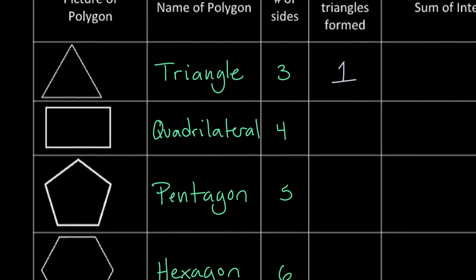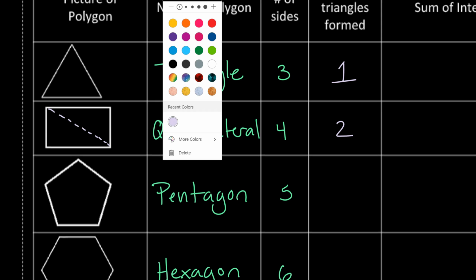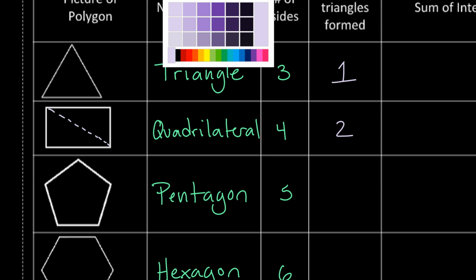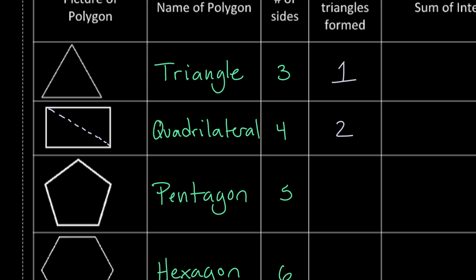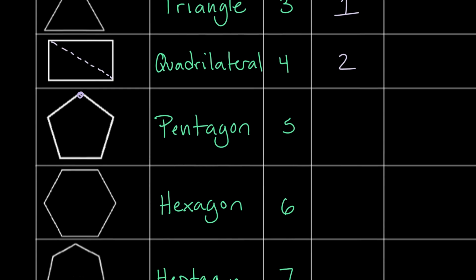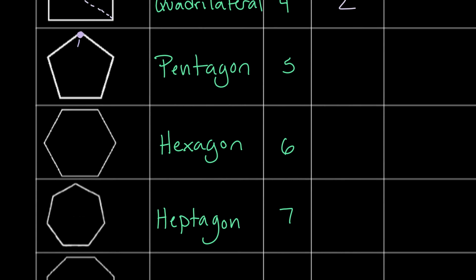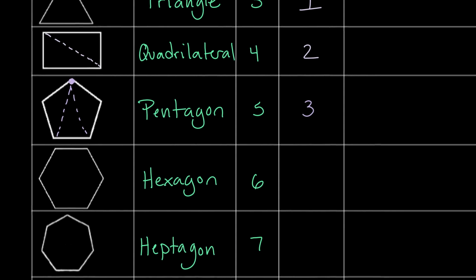Then, moving on, I'm going to create a diagonal inside of this quadrilateral, starting at one vertex and going to another vertex. So how many triangles did I create here? Two. And then, remember, you always have to start at the same vertex. So I'm going to create my diagonals, starting at the same vertex, going from vertex to vertex. How many triangles did I now create? 3.